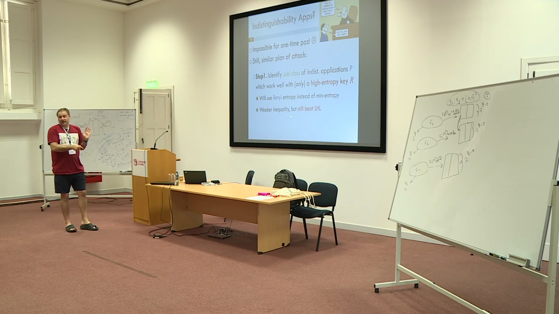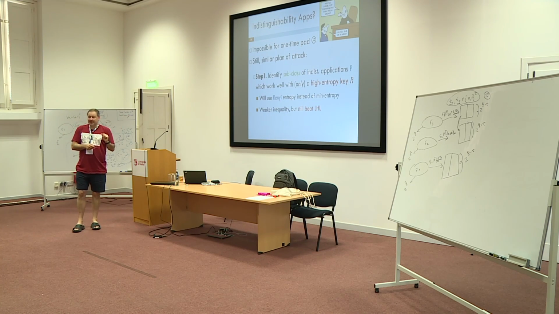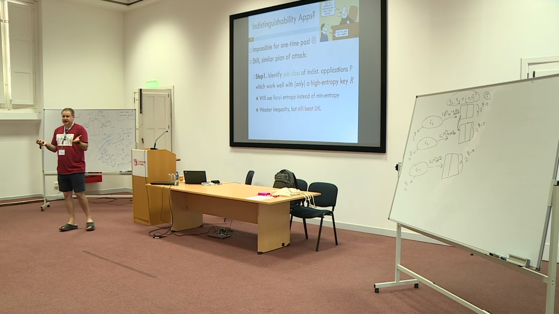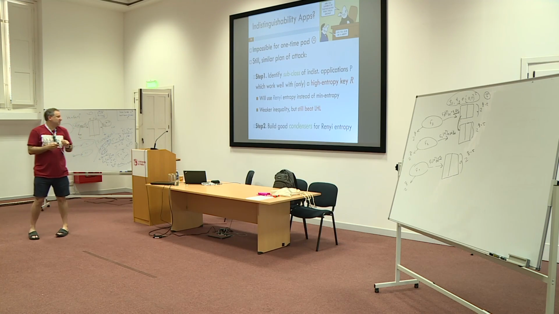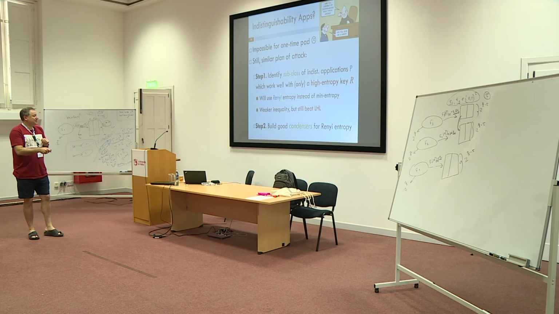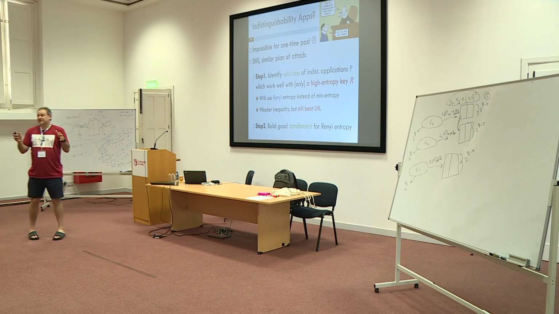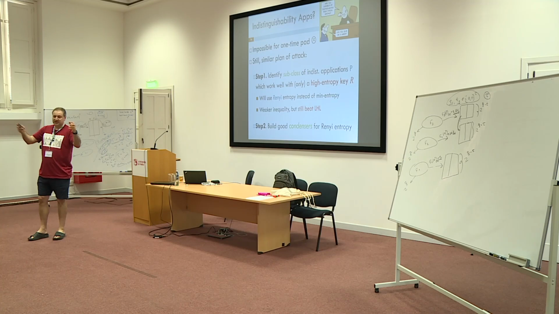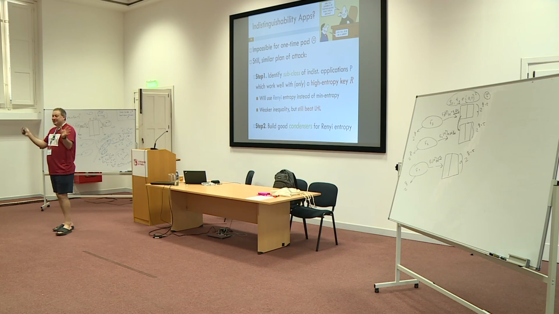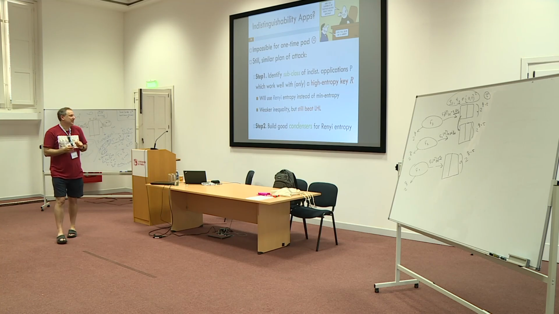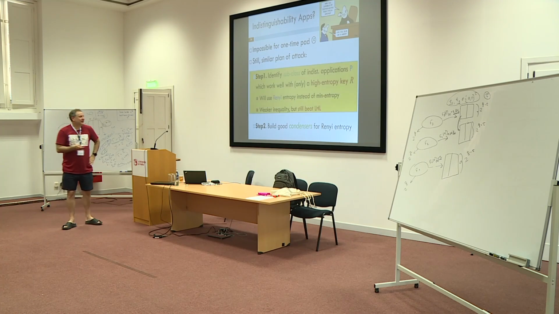So we'll get weaker inequalities than we get for unpredictability applications, but we'll still beat the leftover hash lemma. That's kind of going to be the punchline. Essentially, at the end, it will have a very similar structure. We identify the class of applications which works with a high entropy key. We will still need a condenser, but instead of for min-entropy, we'll need a condenser for this Renyi entropy, which will have weaker parameters, but we'll still succeed. So this is the point: condensers are the right thing to work with in this kind of setting.